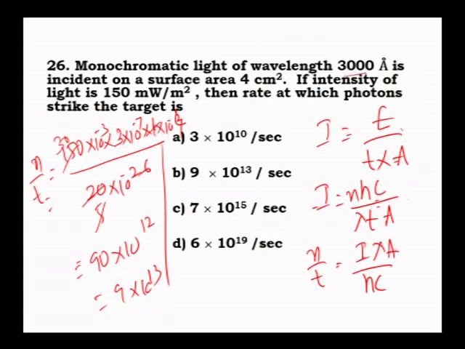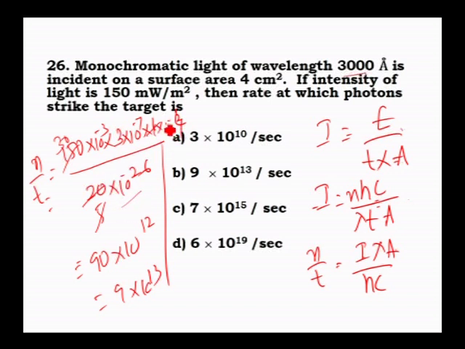Okay, let me recheck the question. Intensity is energy by time into area, given in terms of lambda. Energy can be written as n into h into c by lambda into t into a. Therefore n by t is equal to I into lambda into a divided by hc, expressed in terms of n by t. I value is 150 into 10⁻³ because it is milli. Lambda is 3000 angstrom, better write it like this: 3 into 10⁻⁷, 4 into 10⁻⁴ by 20 into 10⁻²⁶.